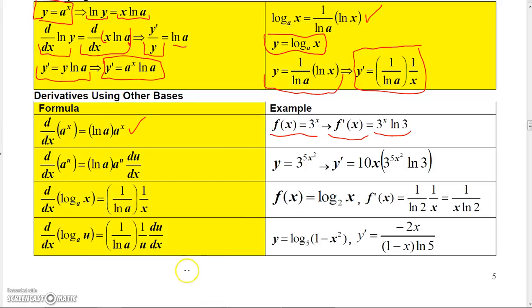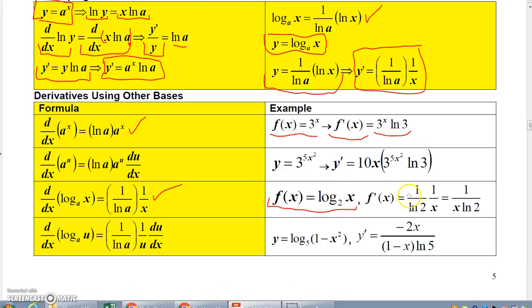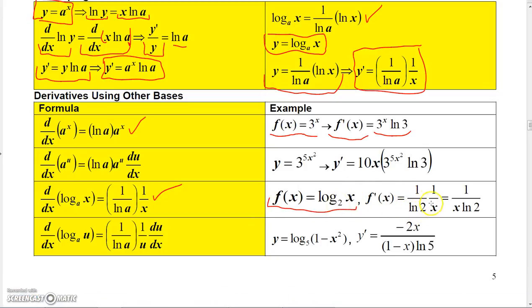So how does that work? Well, it's this formula down here. If you want to take the derivative of log of x base 2, then based on that formula, it's going to be 1 over the natural log of 2 times 1 over x, or just write it as 1 over x times the natural log of 2.